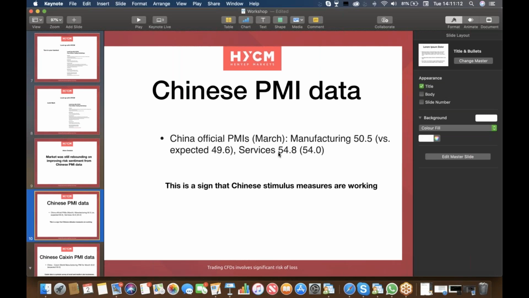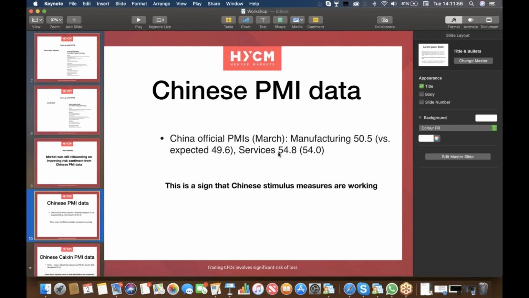The services sector was also up, 54.8 versus 54 expected. So this is a sign that Chinese stimulus is starting to work. The Chinese government was concerned about the slowdown in growth this year. It's hitting 6.4, 6.8%, I think they're expecting, which for developed countries would be a fantastic figure. But for China, which has been like a developing country, that's a shrinking back of their GDP growth. So the Chinese government have been trying to stimulate growth, and the falling PMIs have been a concern. There's been the US-China trade war in the background, and this is the beginning of a sign that the Chinese stimulus measures are working.